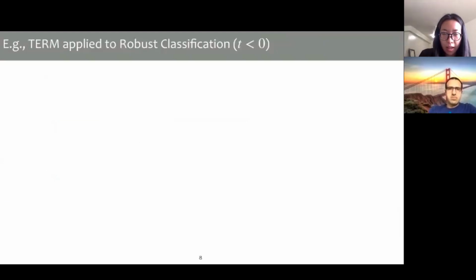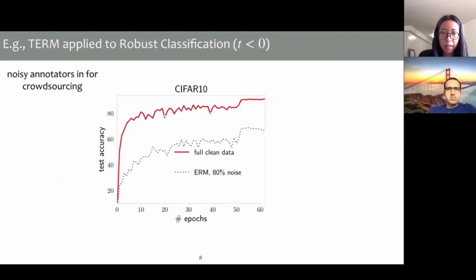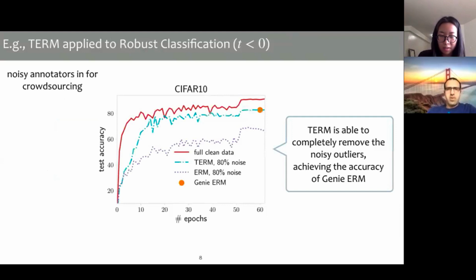In crowdsourcing, having 80% of the labels being produced by low-quality annotators will dramatically decrease the test accuracy. And by applying TERM with negative t's, we see that we achieve the same accuracy as Genie ERM, which is an impractical upper bound that is training the model by removing all the noisy samples. And TERM also outperforms one strong baseline on this specific problem.